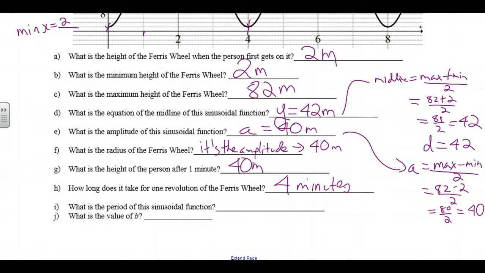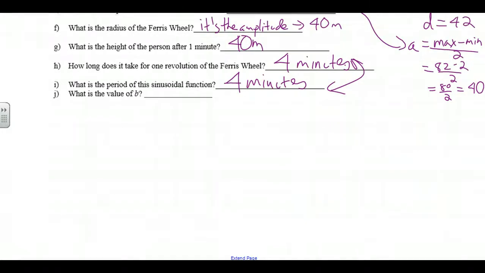What's the period of this function? Period is 4 minutes. Okay, so these guys are the same. The time for one revolution is actually the period of the graph. What is the value of B? So period.